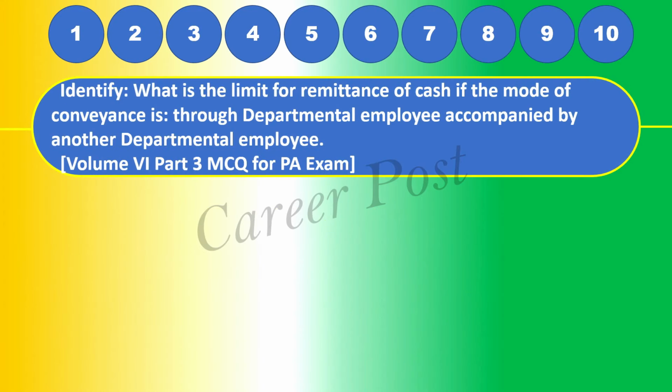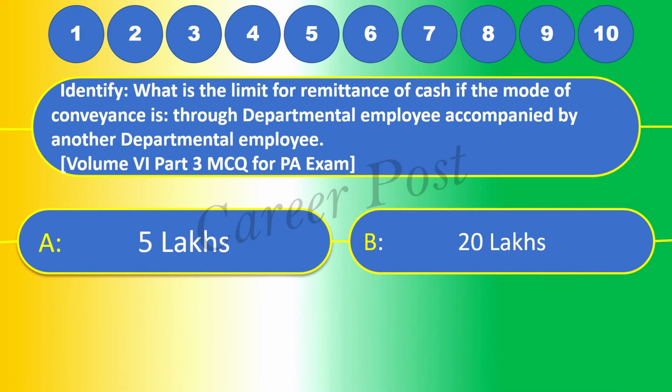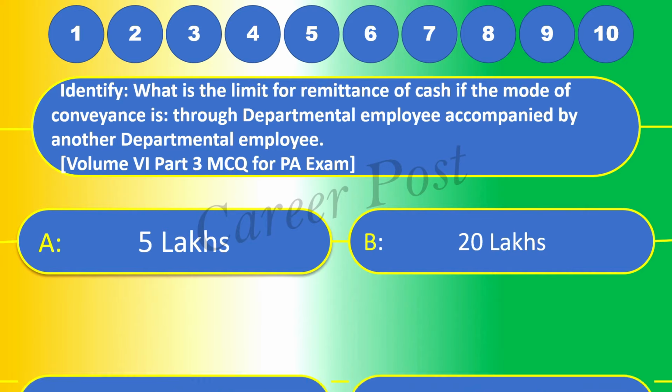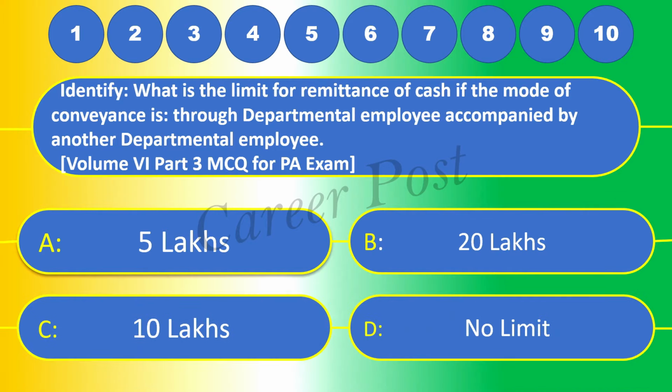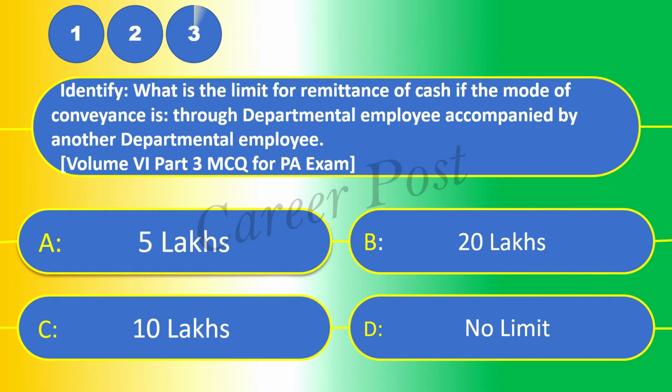Next question. What is the limit for remittance of cash if the mode of conveyance is through a departmental employee accompanied by another departmental employee? Volume 6 Part 3, MCQs for PA examination. A is 5 lakhs, B is 20 lakhs, C is 10 lakhs, D is no limit. Try to answer in the comment section. Feel free to post in the comment section. Whenever you are preparing for this examination, don't feel shy about posting comments. That way you will get the feel of preparing for the examination.